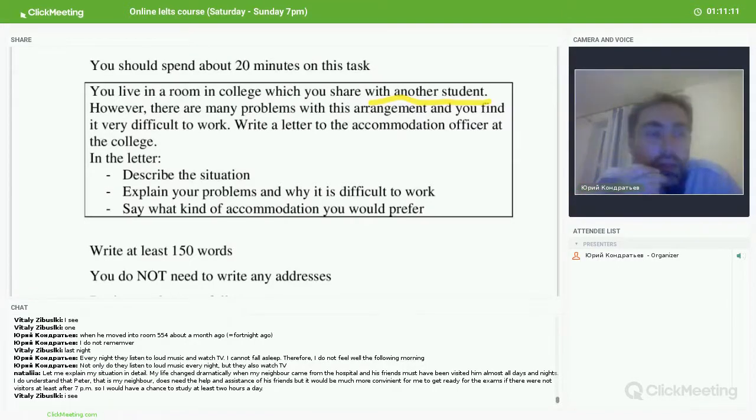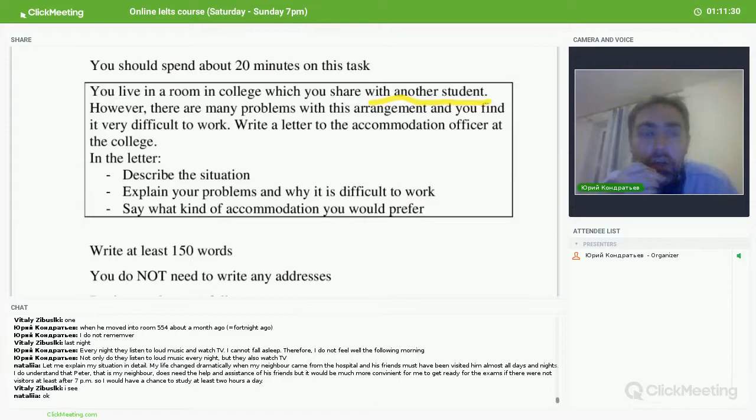Okay. So, Natalia, let me explain my situation in detail. My life changed dramatically when my neighbor came from the hospital and his friends must have been visited him. No, must have visited. Because "have been visited" is passive, and it's, his friends must have visited. It should be active. Almost all days and nights, okay? But it's very good that you use modal verb and perfect infinitive.